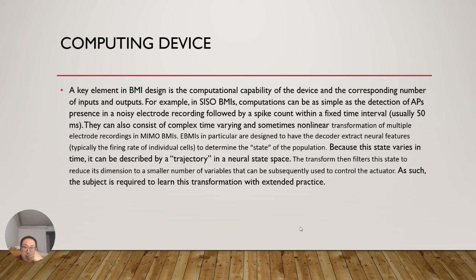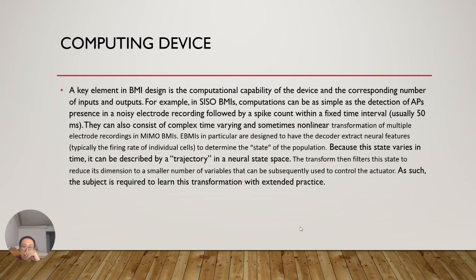outputs. For example, in single input and single output BMIs, computations can be as simple as the detection of action potentials presence in a noisy electrode recording, followed by a spike count within a fixed time interval, that is usually 50 milliseconds. They can also consist of complex time-varying, and sometimes nonlinear, transformations of multiple electrode recordings in multiple inputs, multiple outputs BMIs. Efferent BMIs in particular are designed to help the decoder extract the neural features, typically the firing rate of individual cells, to determine the state of the population.